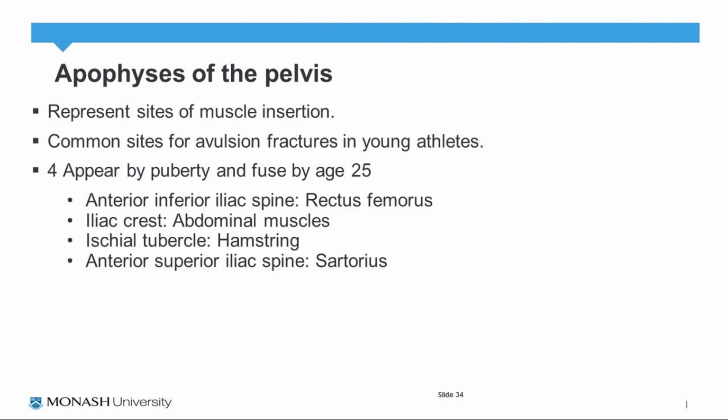Now, in the unfused pelvis, apophyses represent sites of muscle insertion. These are common sites for avulsion fractures, especially in young adults. The main ones appear by puberty and fuse by age 25, and these are the anterior inferior iliac spine, where the rectus femoris attaches; the iliac crest, where the abdominal muscles attach; the ischial tubercle, which has the hamstring, quite a common injury; and then the anterior superior iliac spine, where the sartorius inserts.